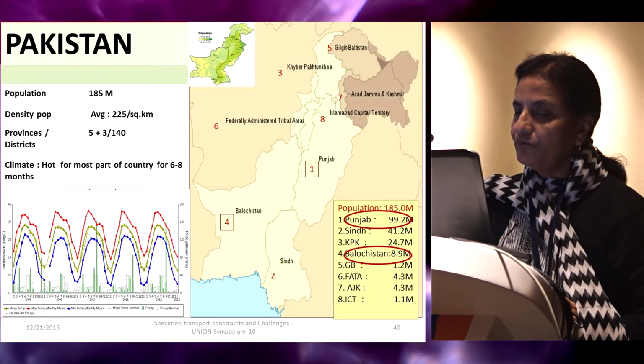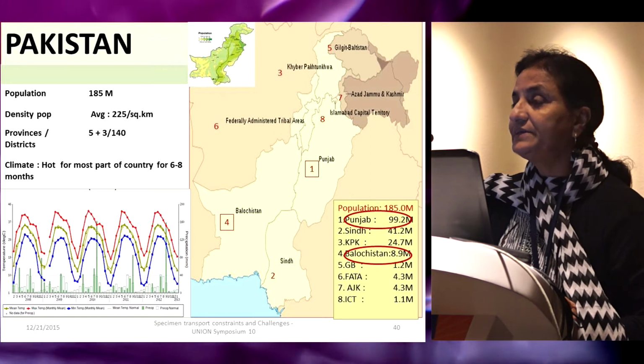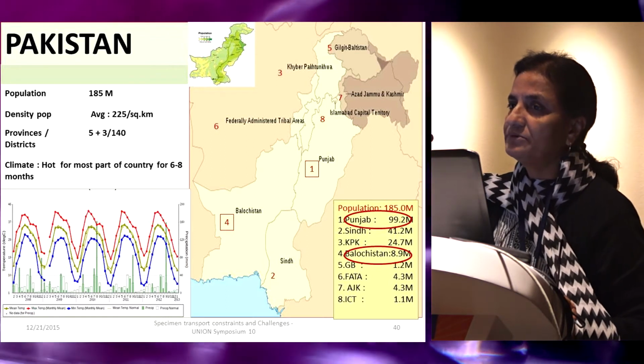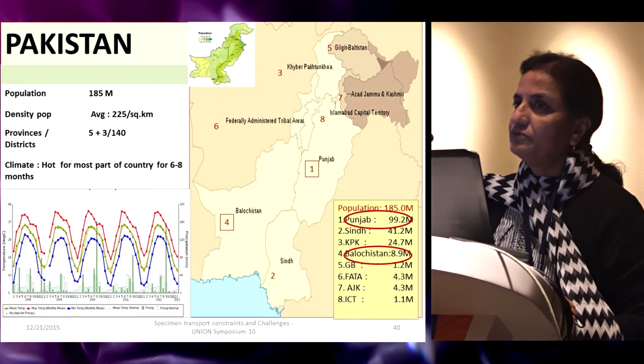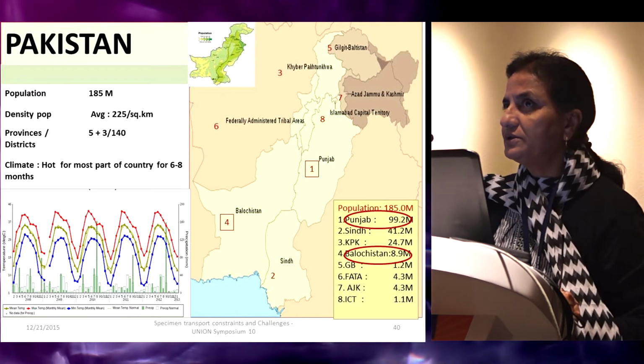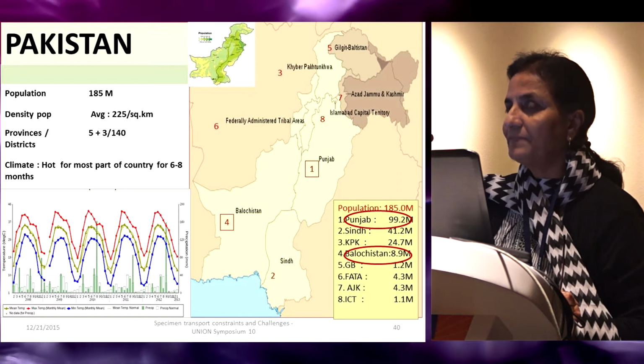And the graph down here is showing the temperatures, the average temperature for most parts of the country. So the average temperature for most parts of the country is high for around 6 to 8 months.